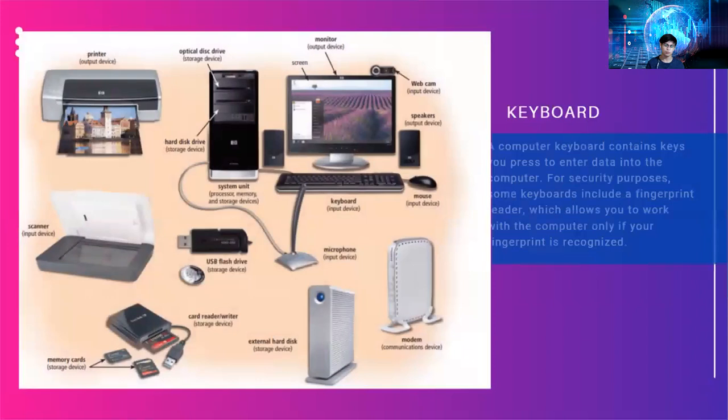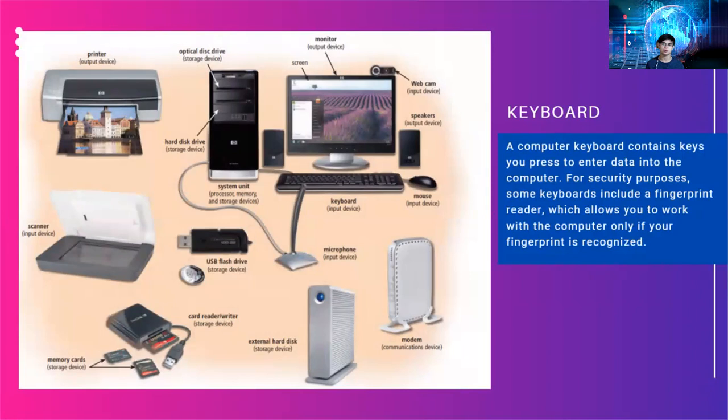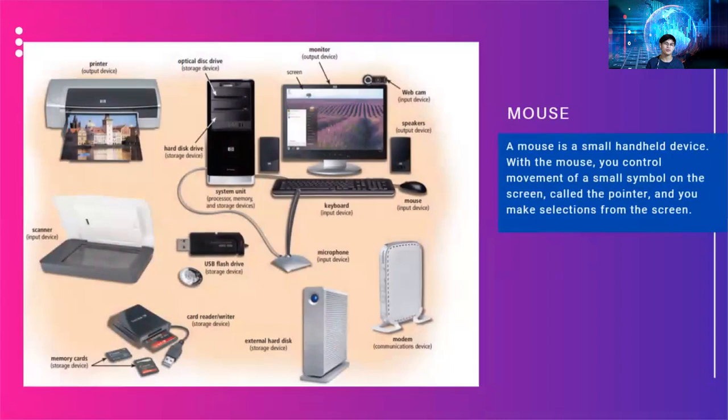What is a keyboard? A keyboard contains keys to enter data into the computer. For some security purposes, some keyboards include a fingerprint reader, which allows you to work with the computer only if your fingerprint is recognized. So as you can see here, that is a keyboard. You're very familiar with it because you've been using it all the time. Next, we have the mouse. The mouse is a small handheld device. With the mouse, you can control the movement of a small symbol on the screen, called the pointer, and you make selections from the screen.